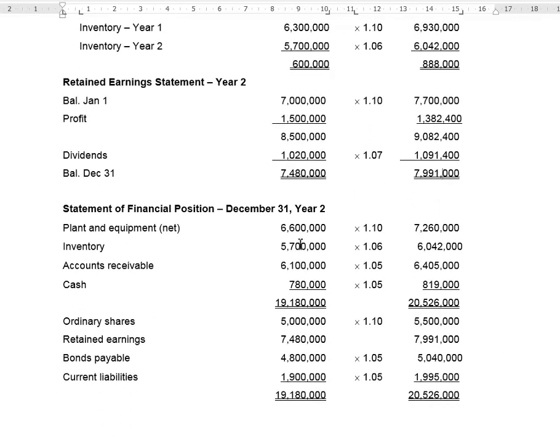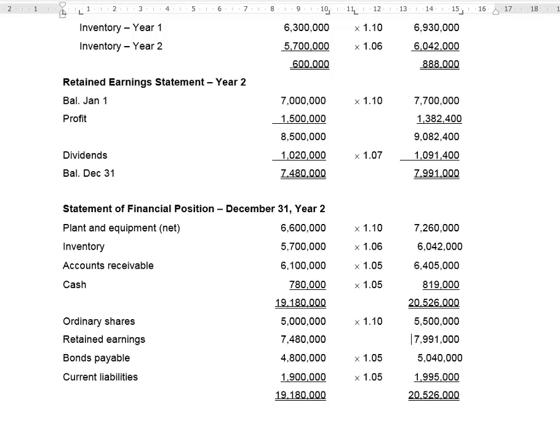So don't forget, you have your non-monetary items like plant and equipment and inventory. Don't forget, this is ending inventory translated at the historical rate, and your plant and equipment translated at the historical rate to the consolidated entity, which is 1.1. Don't forget your receivables and cash, they're monetary, so we use the closing rates, and we'll get a total assets of $20,526,000.